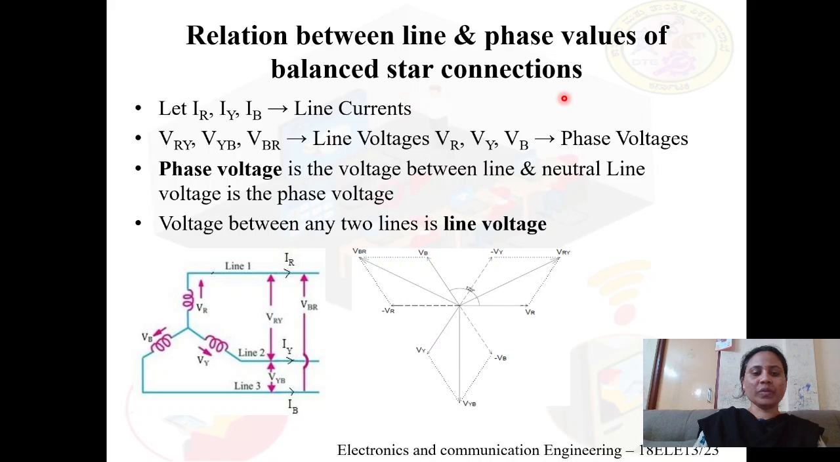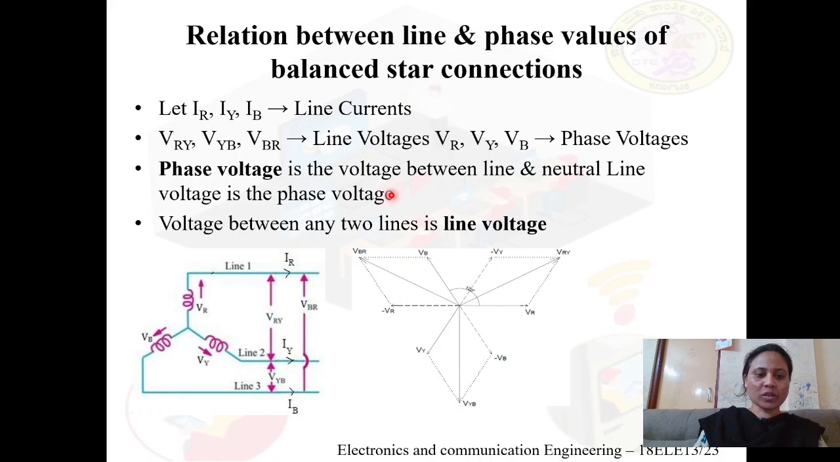Okay, now we will see what is the relationship between line and phase values of a balanced star connected three-phase system. So we will take the line currents as IR, IY and IB, and the line voltages are VRY, VYB and VBR. And also let us take the phase voltages as VR, VY and VB. So we will first define what is meant by line voltage, phase voltage, line current and phase current.